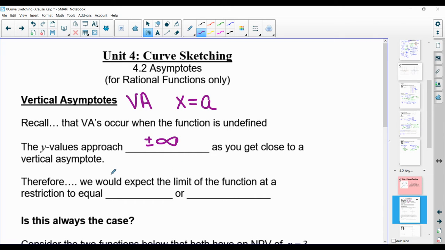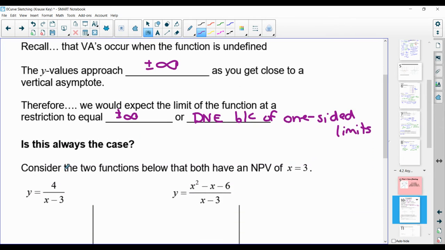And so we would expect then that the limit of a function at a restriction would be plus or minus infinity, or it wouldn't exist. In other words, we're talking about one-sided limits here. So if we go just based on that information, that when I figure out my NPVs, those are my restrictions, therefore those are my asymptotes, this would be our assumption, that the limit would be equal to plus or minus infinity, or it wouldn't exist. And so we want to check if this is the case.